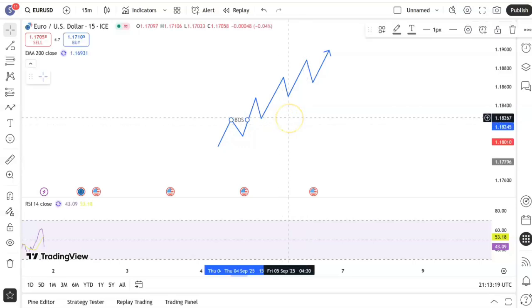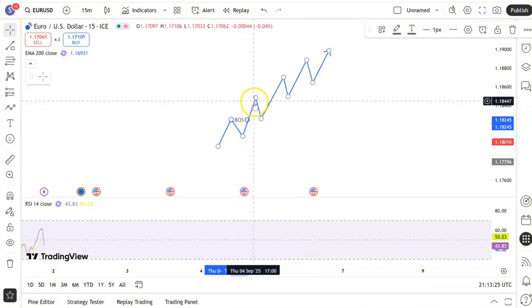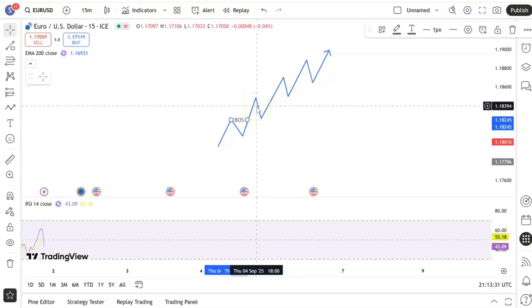So whenever you see a market trending up, do not be moved by this impulsive movement that you see, that the price is going up. You know what you need to do? Wait for a correction. The correction is very, very important.